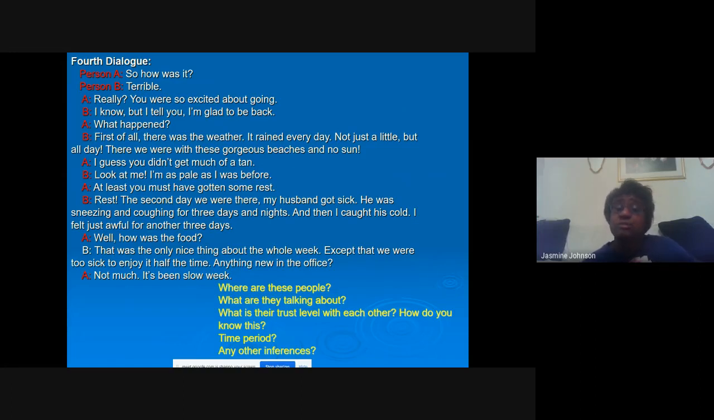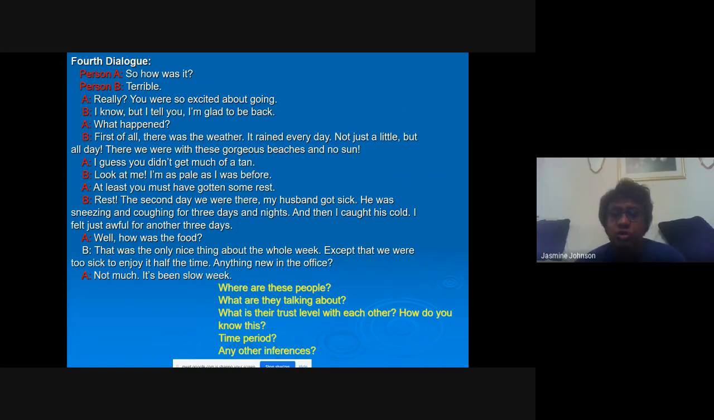So I also think that person A and person B work together because they're talking about anything new in the office. So where are these people? I'm going to infer that these people are at work because it talks about anything new in the office and it being a slow week. So I think that maybe they work together, based on the story. So what are they talking about? They are talking about person B's vacation, which really didn't go the way that they wanted it to.